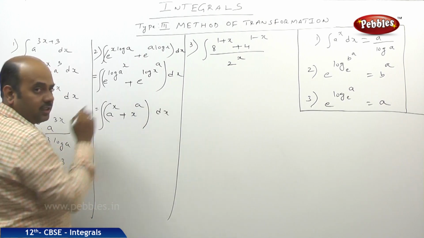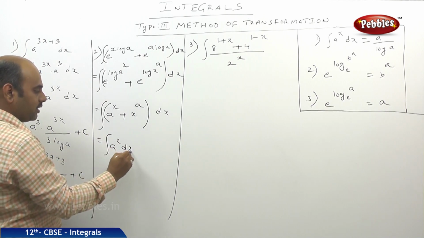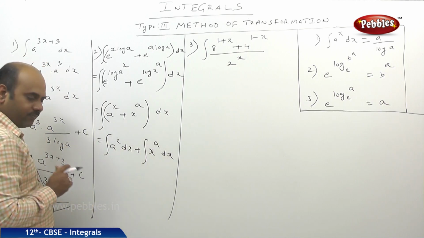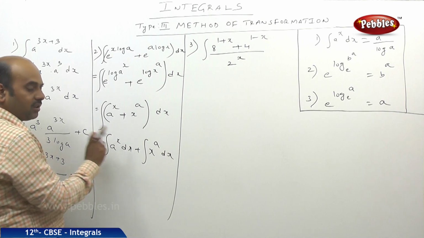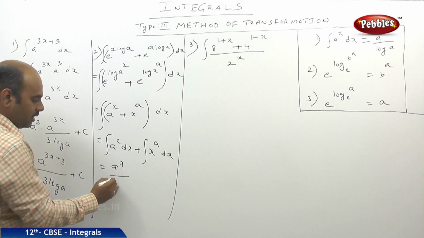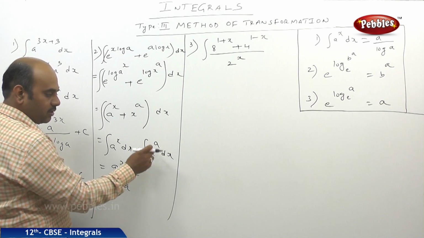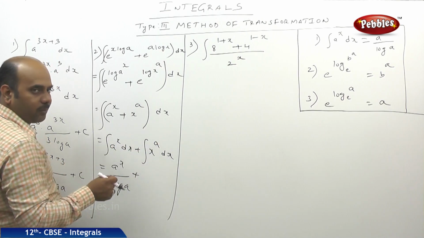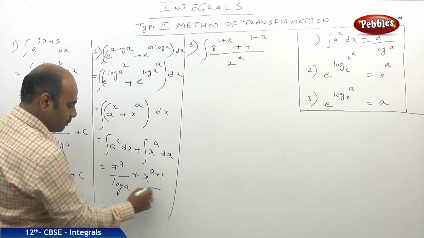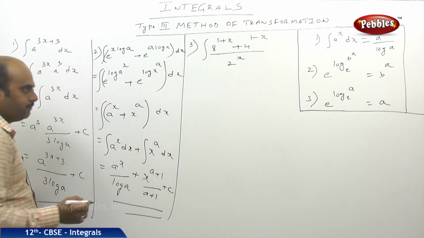So finally what happens? Integral of a power x dx plus integral of x power a dx. So if you could observe carefully, integral of a power x dx is nothing but the formula a power x by log a, and here again it is looking like x power n. The x power n formula is x power n plus 1 by n plus 1 plus c. So x power a plus 1 by a plus 1, and here we need to write constant.